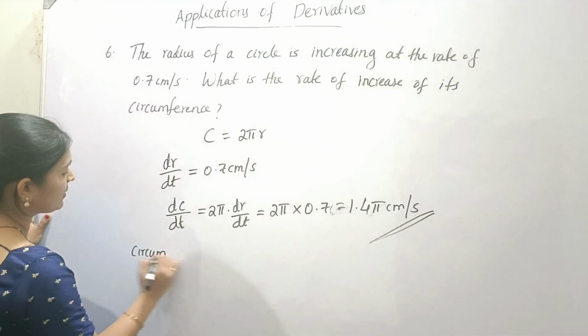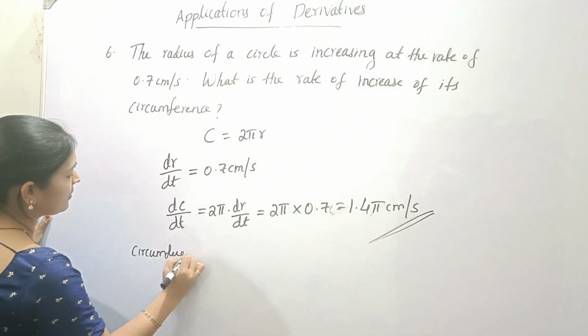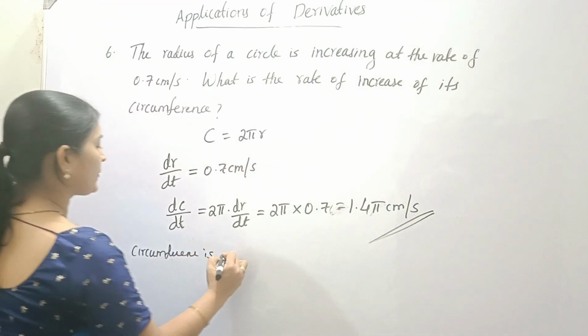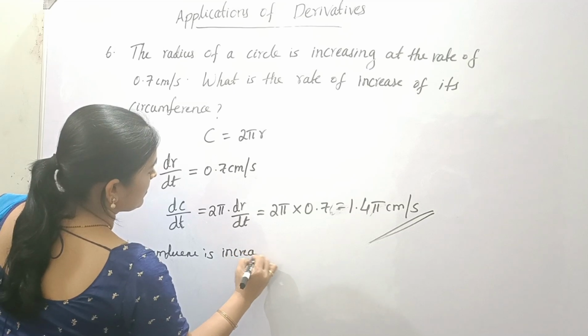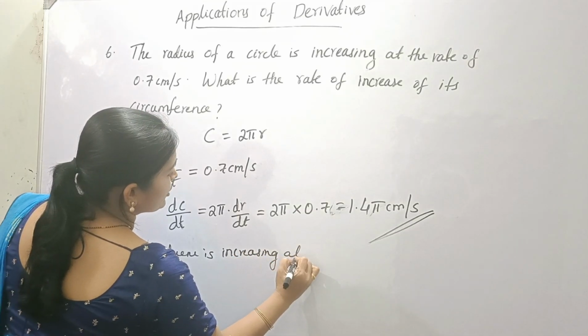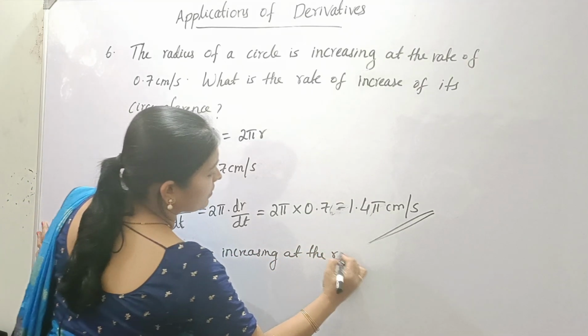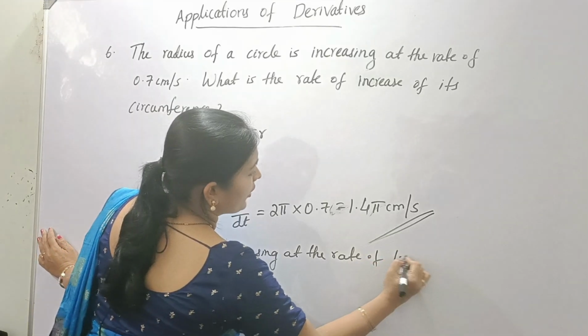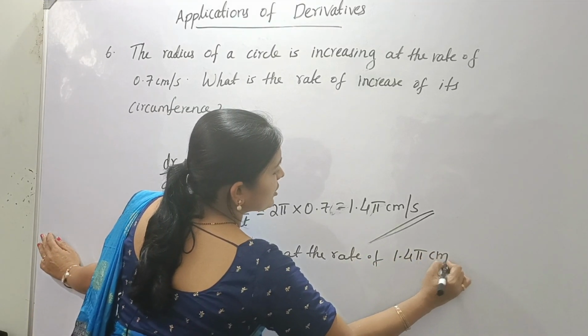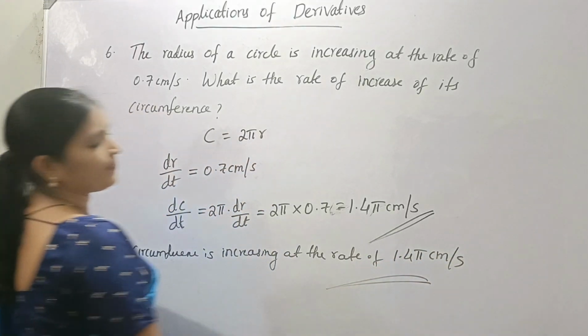Circumference is increasing at the rate of 1.4 pi centimeter per second.